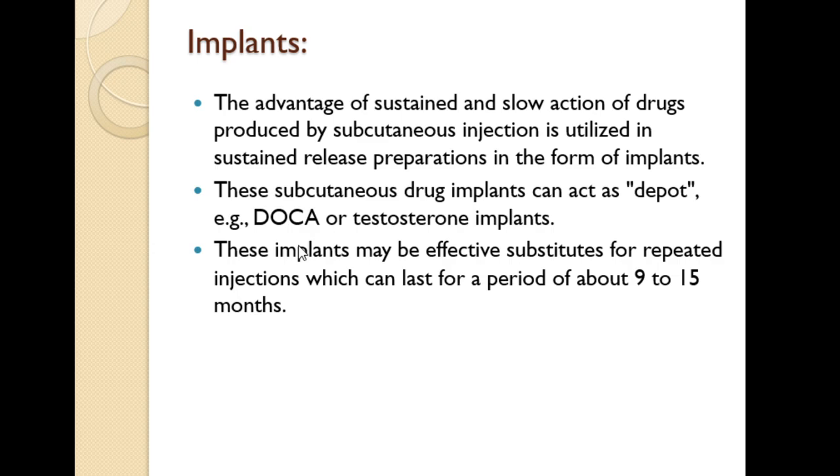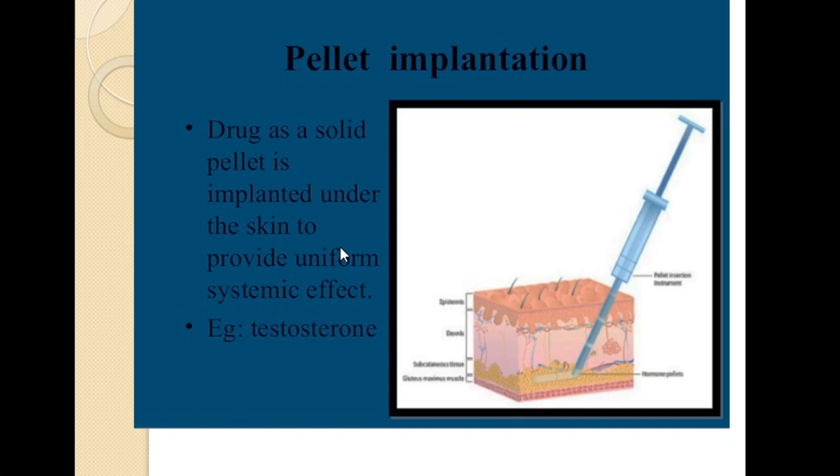Next is implants. As the name indicates, we will plant the drug in our skin. That means the advantage of sustained and slow action of drugs produced by subcutaneous injection is utilized in sustained release preparations in the form of implants. Implants are nothing but they are depots of drug. So these implants may be effective substitutes for repeated injection, which can last for a period of about 9 to 15 months. So you can see here that is pellet implantation.